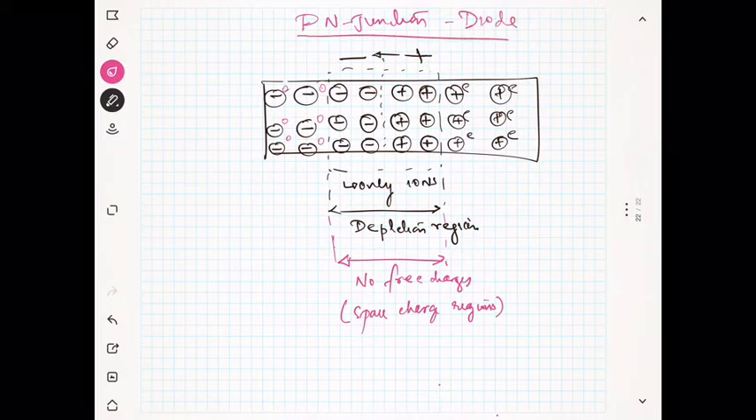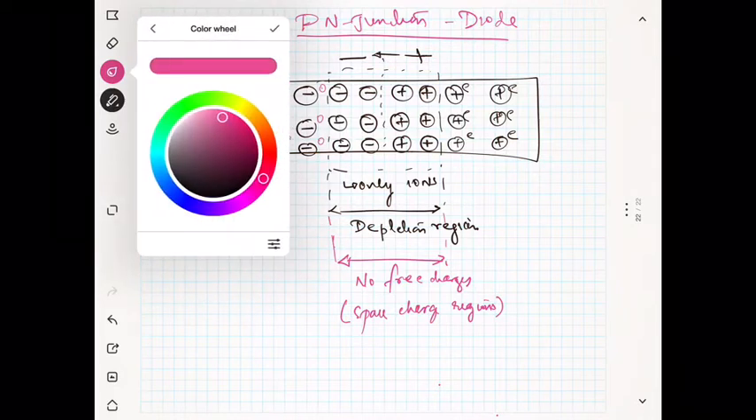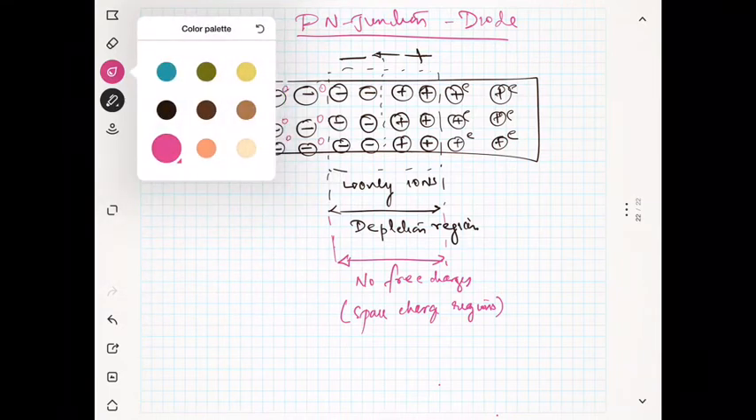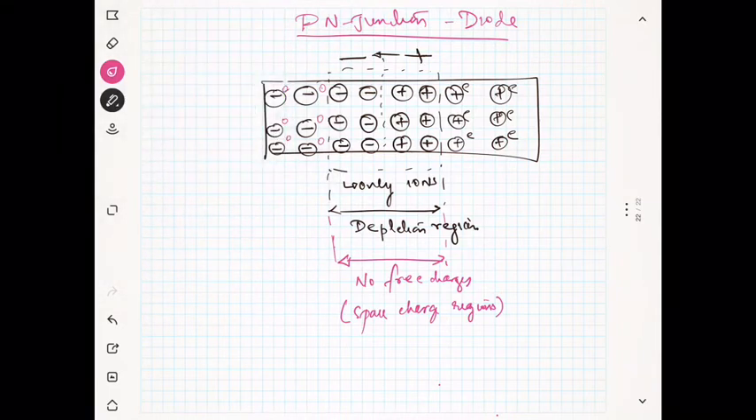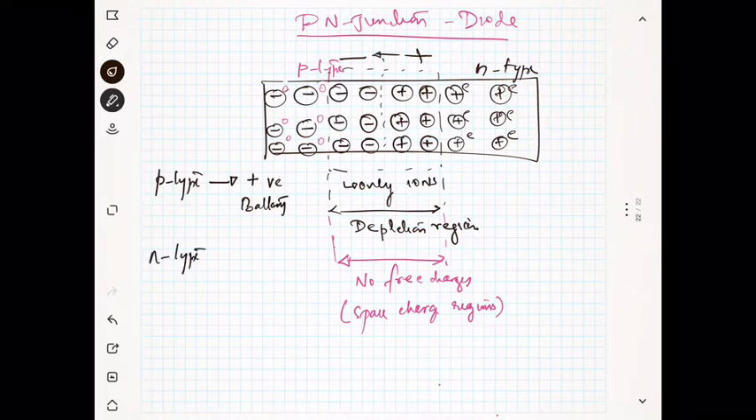Now what we are going to do is give a positive supply here. I am going to give a voltage. So this is the p-type semiconductor, and the other one is the n-type. I am going to connect the p-type semiconductor with the positive terminal of the battery, and the n-type semiconductor with the negative terminal of the battery.